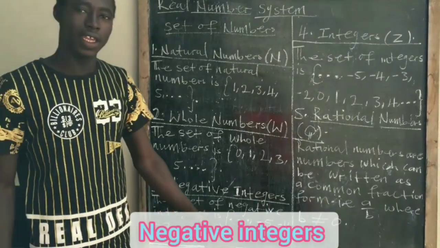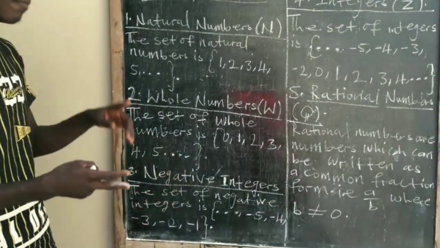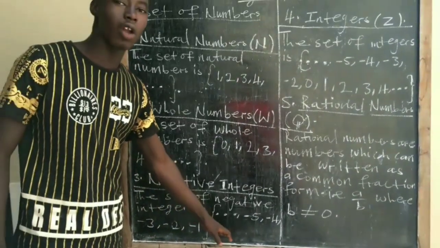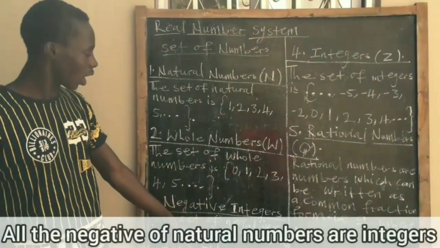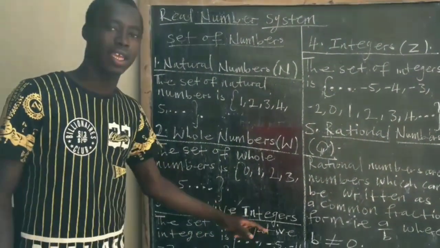So third, we have negative integers. The set of negative integers are -5, -4, -3, -2 and -1. We can also say all the negative natural numbers are negative integers.